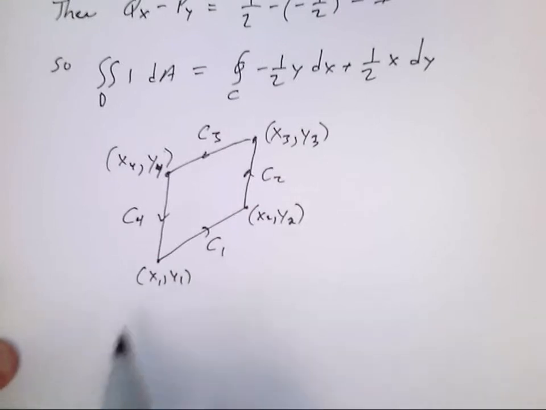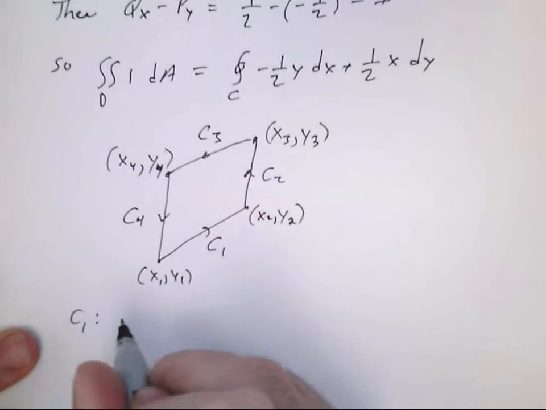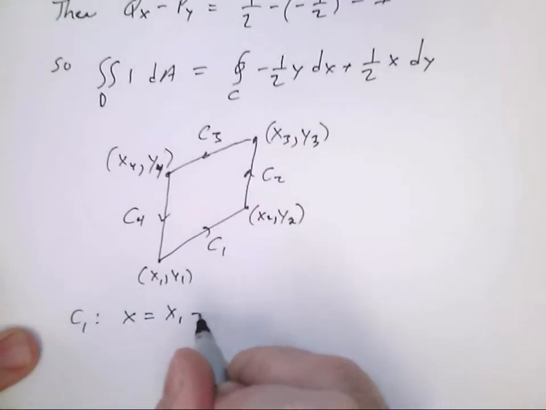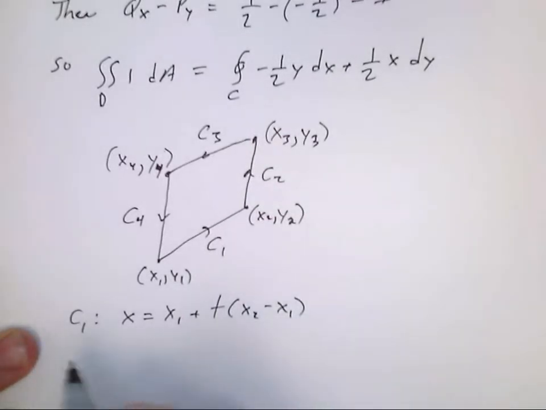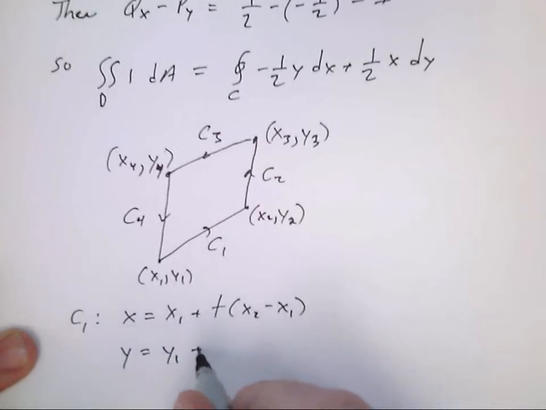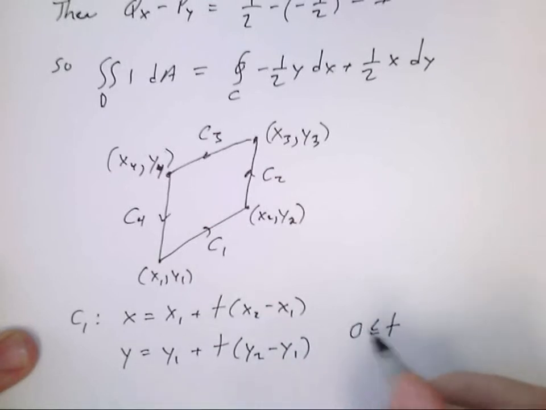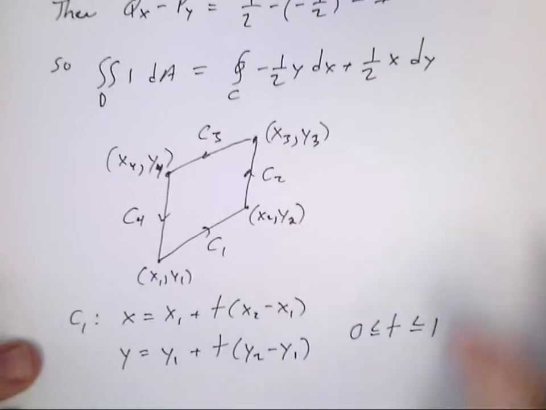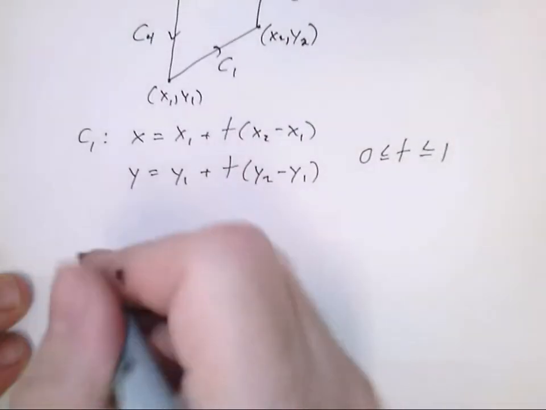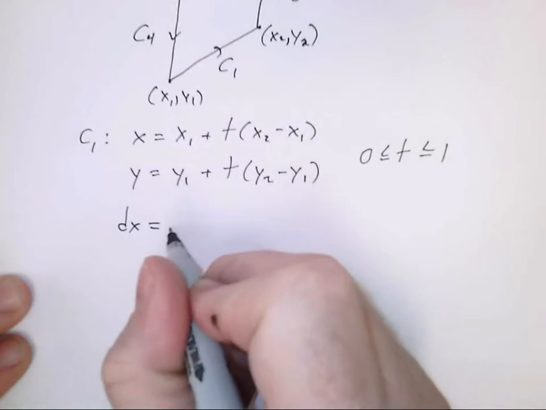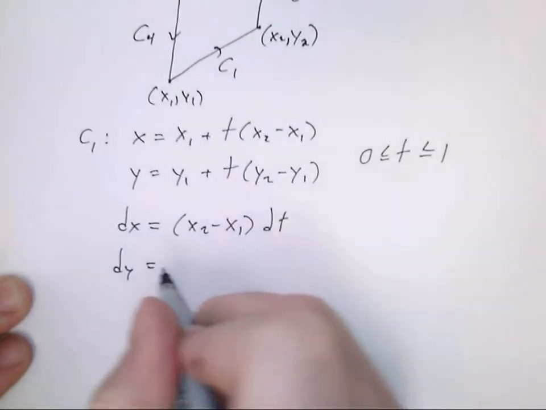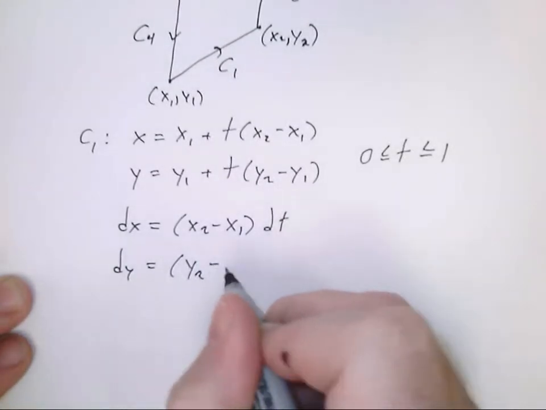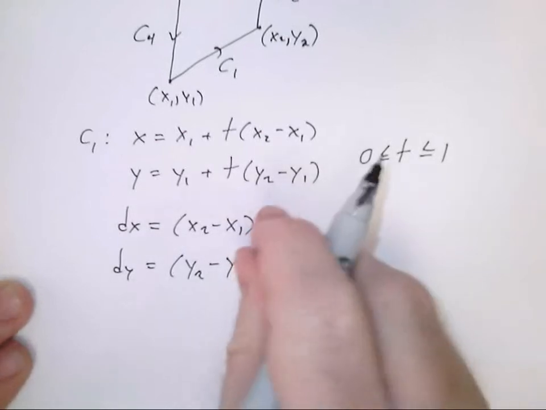So this isn't so bad because I know how to parameterize C1. For C1, I'm going to let x be x1 plus t times (x2 minus x1), and I'm going to let y be y1 plus t times (y2 minus y1), and t here is going from 0 to 1. I might also notice that dx is going to be (x2 minus x1) dt, and dy is going to be (y2 minus y1) dt.